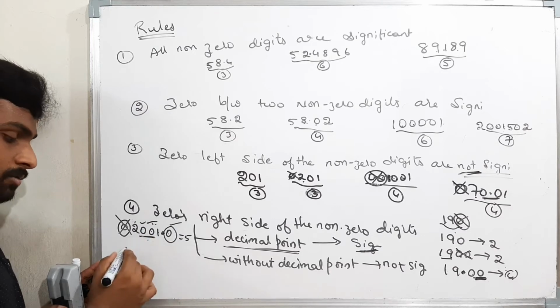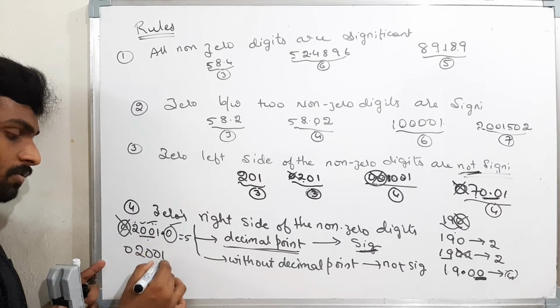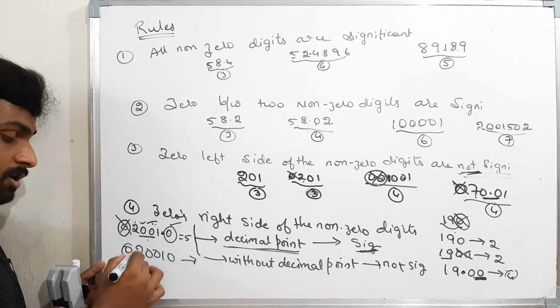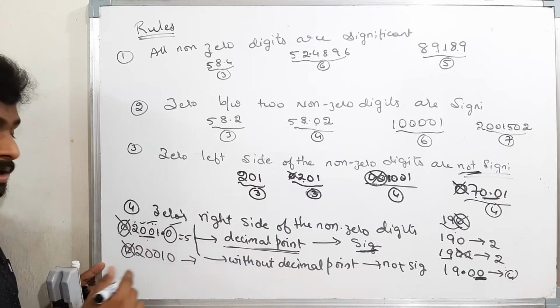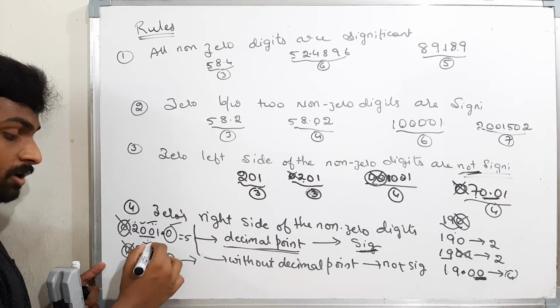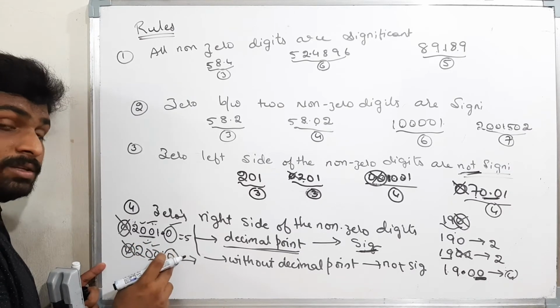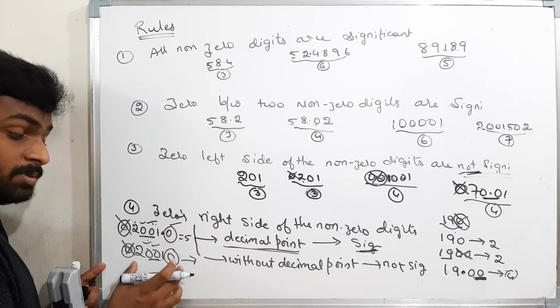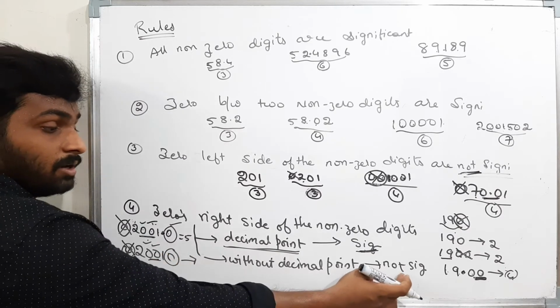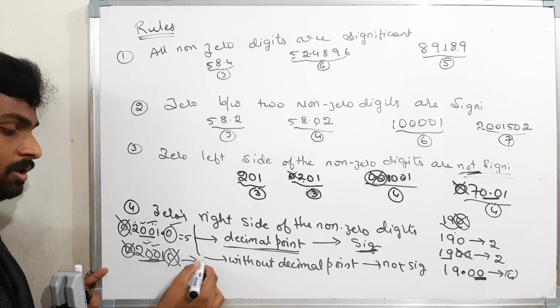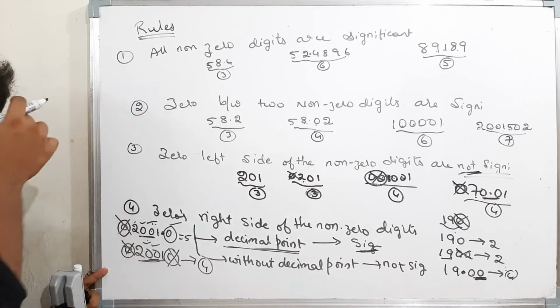The same value 0, 2, 0, 0, 1, 0. There is no decimal point now. How many significant figures? This 0 is not counted because it is a left side 0 and these two zeros are counted because they are between two non-zero digits. And this 0 is on the right side and there is no decimal point. If there is no decimal point, right side zeros are not significant. Therefore this zero is not counted. Therefore how many? Only 4 significant figures.